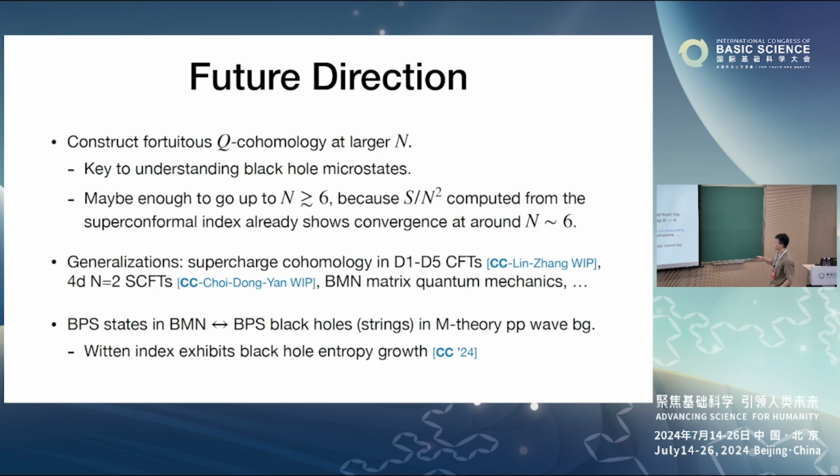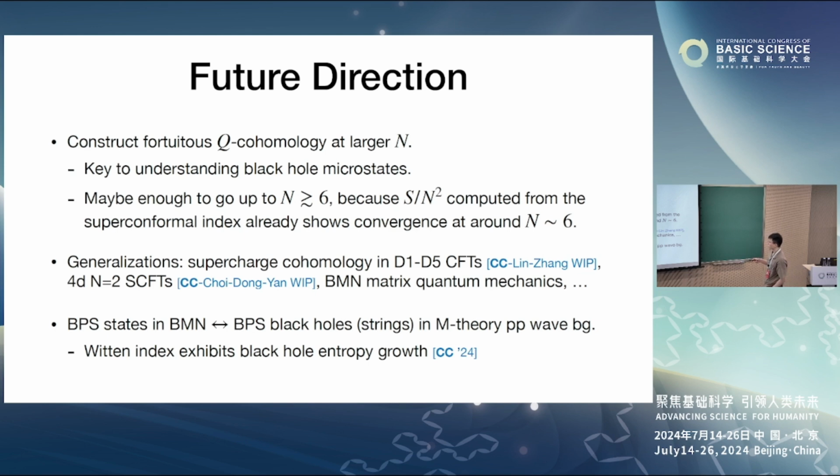This intuition comes from considering the ratio between the entropy and n squared, computed from the superconformal index at increasing n. If we consider the infinite n limit, this ratio approaches the one given by the Bekenstein-Hawking entropy formula. But if we consider the finite n case, we can already see that this number converges to its infinite n value at roughly n equals 6.